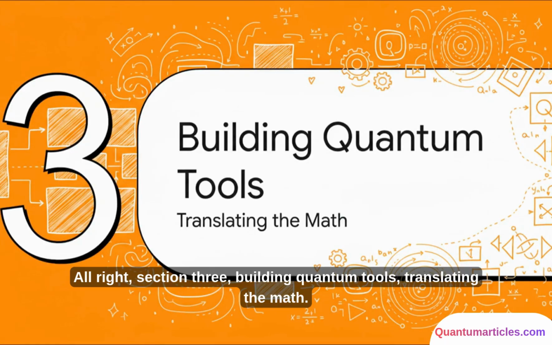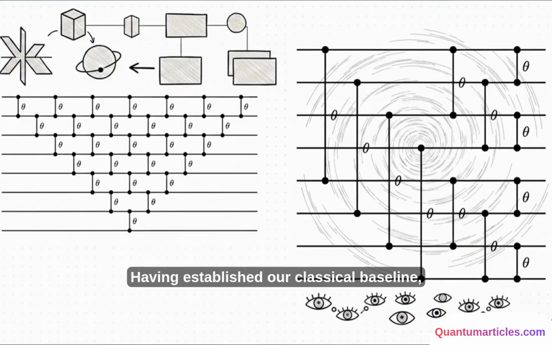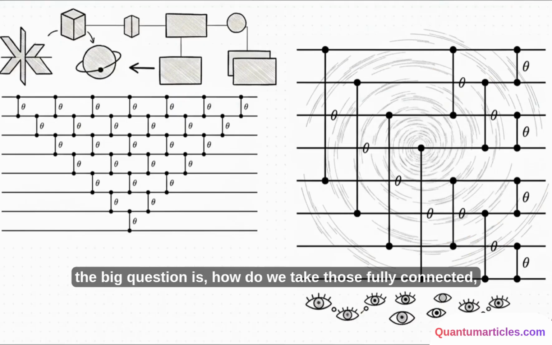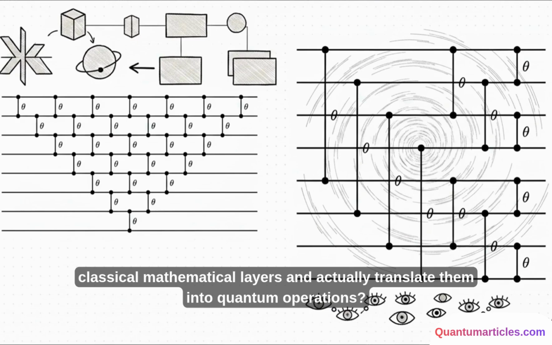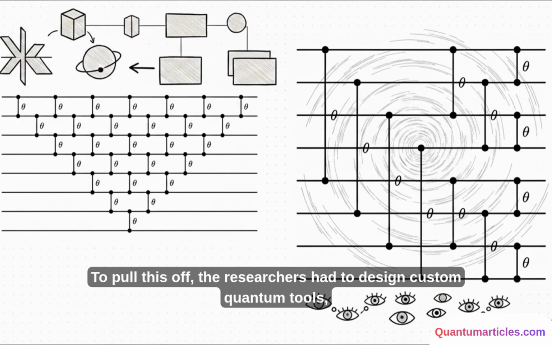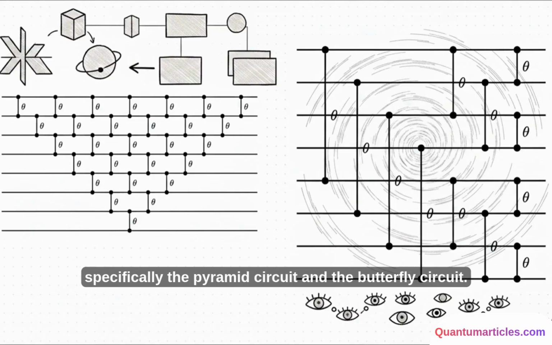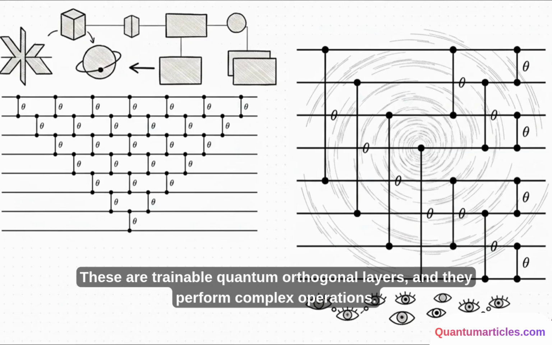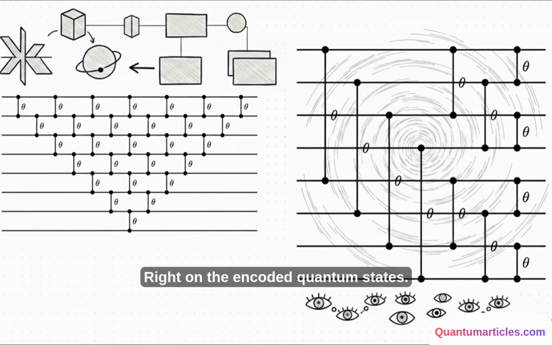All right, Section 3, building quantum tools, translating the math. Having established our classical baseline, the big question is, how do we take those fully connected classical mathematical layers and actually translate them into quantum operations? To pull this off, the researchers had to design custom quantum tools, specifically the pyramid circuit and the butterfly circuit. These are trainable quantum orthogonal layers, and they perform complex operations right on the encoded quantum states.